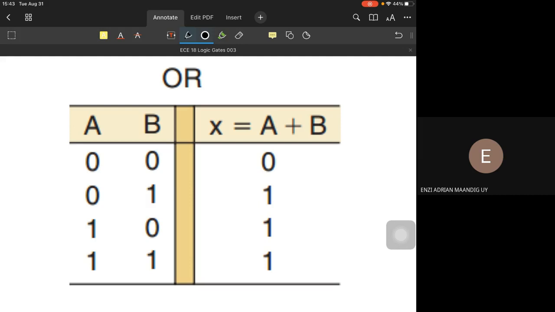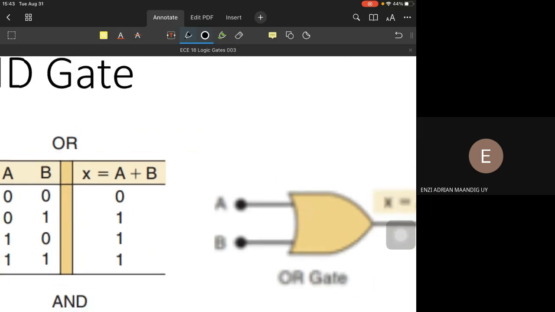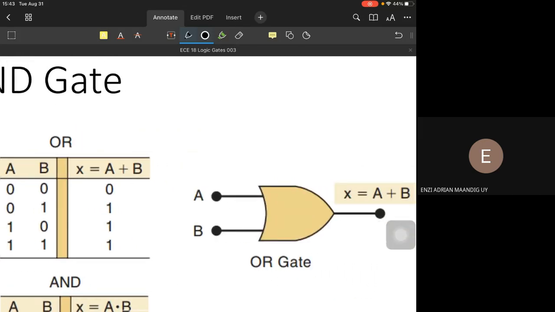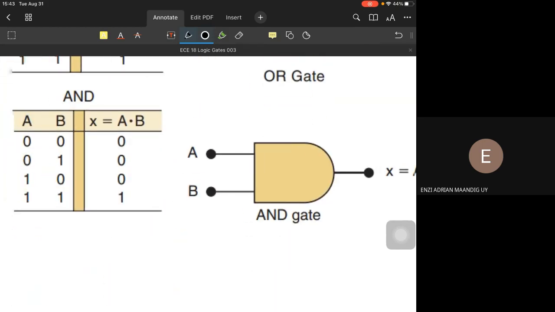Any questions so far on the NOT and the OR gate? Is it still clear so far? Next, AND gate.